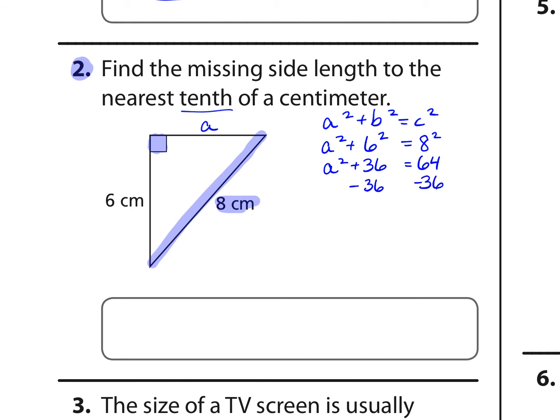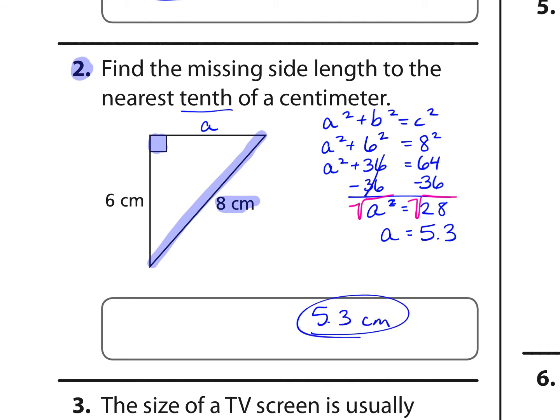Subtract 36 from both sides. And so now we get a squared equals 28. And then to get a by itself, we will take the square root of both sides. And a is about 5.3. So we get 5.3 centimeters.